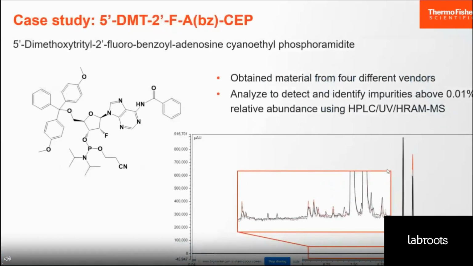So now we move on from the chemical synthesis itself and take a look at a case study in which we did an analysis of the 2'-fluoro-A amidite. And so we took a look at the impurity profile to show vendor-to-vendor variation. We took a look at 4 different vendors. From this, we did LCMS analysis with high-resolution accurate mass, and then tried to identify all impurities at near the method detection limit of 0.01%.